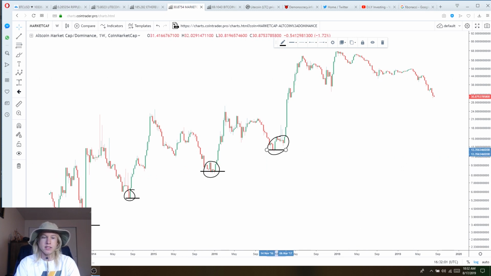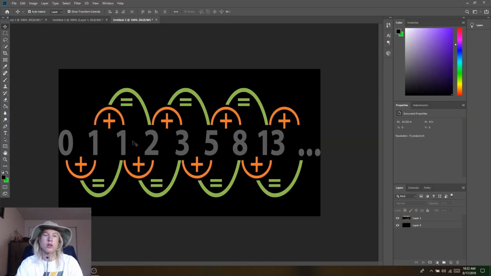Now the significance of this, and we'll show it over here, this is the Fibonacci equation. This is how it works. It works by taking the first number, adding it to the second number, and that's your answer. So 0 plus 1 is 1. 1 plus 1 is 2. 2 plus 1 is 3. 3 plus 2 is 5. 5 plus 3 is 8. 8 plus 5 is 13. And so on and so forth, right? So that's how the Fibonacci sequence actually works.